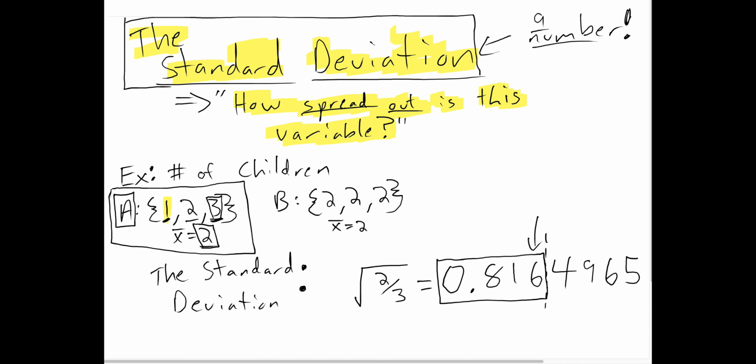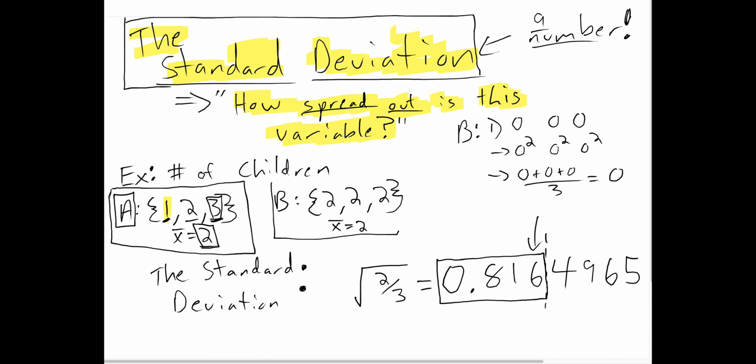If I went through those same steps for data set B, my step 1 is to take the distances between all these numbers and the mean, but look, they're all equal to the mean. So those distances are all going to be 0. And then I'm going to square those distances, which will still be 0. And then I need to take the average of 3 zeros. And the standard deviation of data set B is going to be the square root of those squared distances, which is still 0.